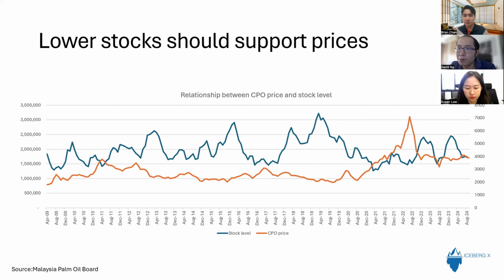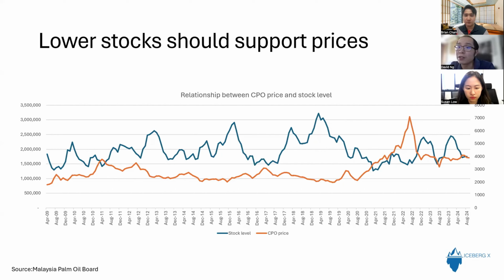Now, stocks again is an important consideration. If you look at the important price factors, you can clearly see the established relationship with a low stock environment. Normally, you expect prices to be stronger. Now, stocks are trading above, I think Malaysia stocks are trading well above 2 million tons and staying quite comfortably around that level. It's not to say it's very high stocks, and it's not to say it's very low stocks either.